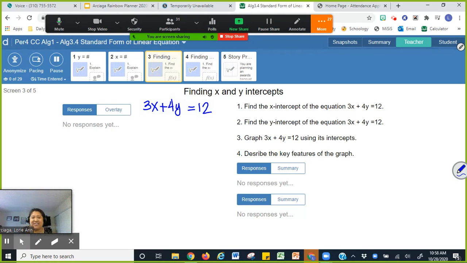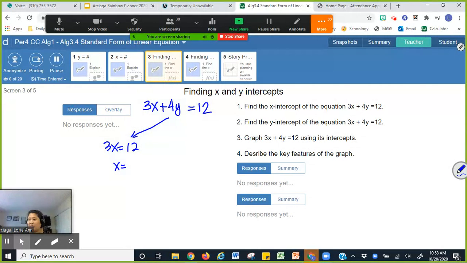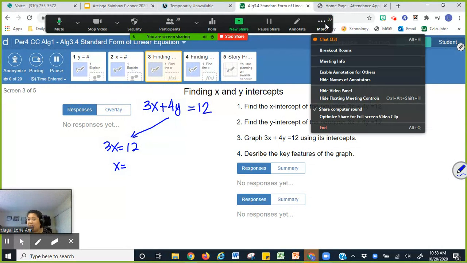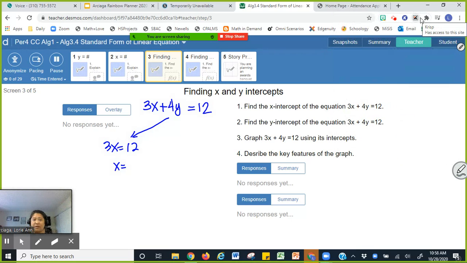Very good. Awesome. Okay, so when they're asking you to find the x-intercept, that's what you do. You cover the plus 4y, okay? And then you copy whatever is left. So what is x equal to? It's 3x equals 12. But what is x equal to when you divide both sides by 3? Very good. So x is equal to 4.